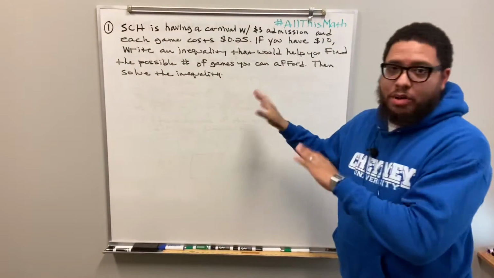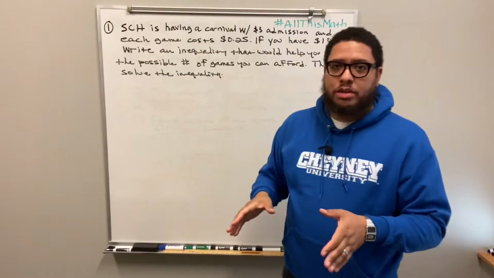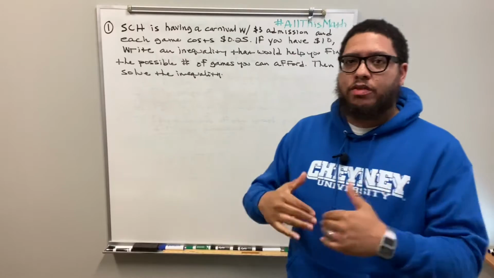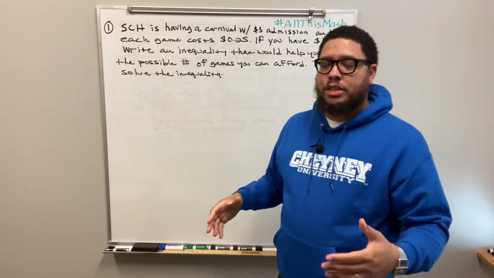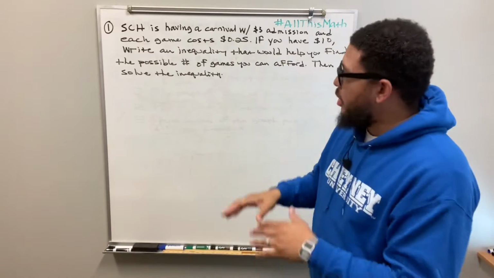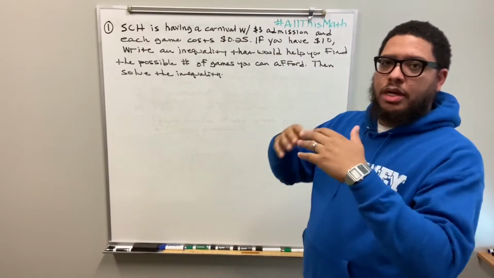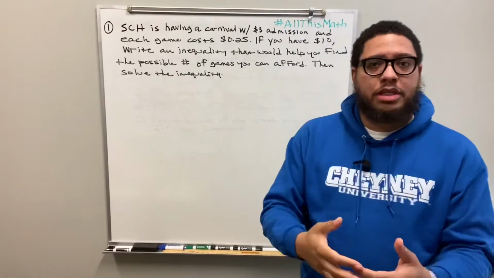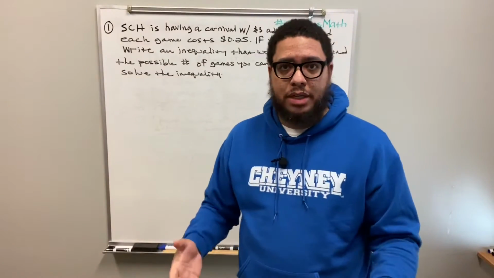So this is a word problem. Now with word problems, the first thing we always want to do is read the word problem. We have to be sound with our reading comprehension before we can even approach the mathematics or the algebra. So we want to read the problem, understand the problem, make sure the problem makes sense, make sure that the information that we're given within the problem makes sense.